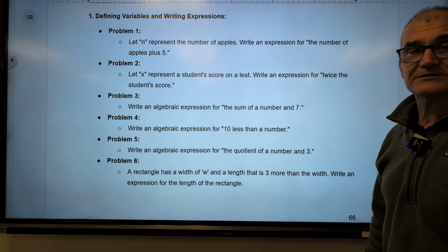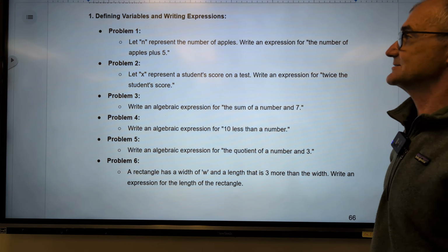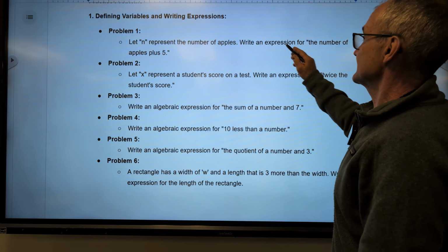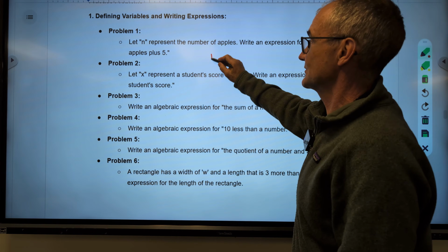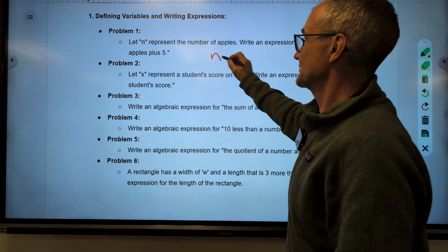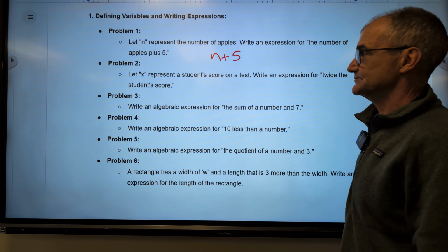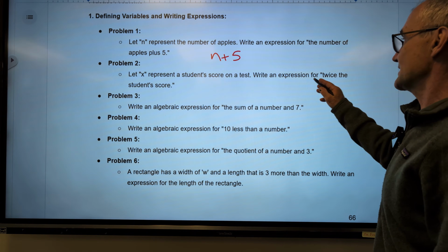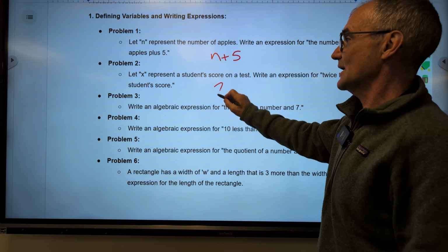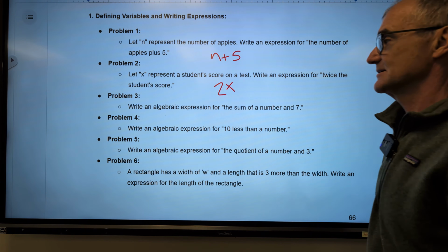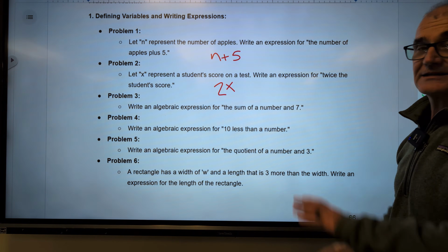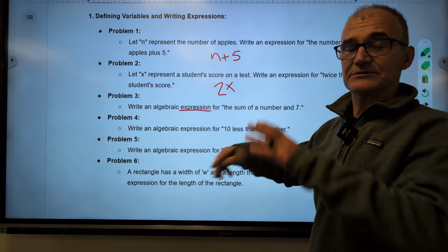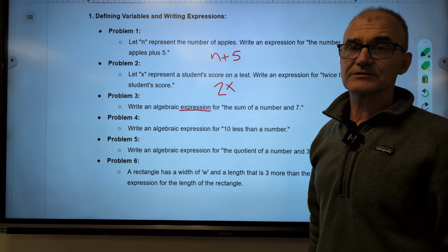So pause the video and do these 6. Unpause the video and watch how I do. Let n represent the number of apples. Write an expression for the number of apples plus 5. Let x represent a student's score on a test. Write an expression for twice the student's test score. Again, none of these are equations. These are all expressions because there's no equal sign. But we're doing these first, and then we're going to move on to solving equations.